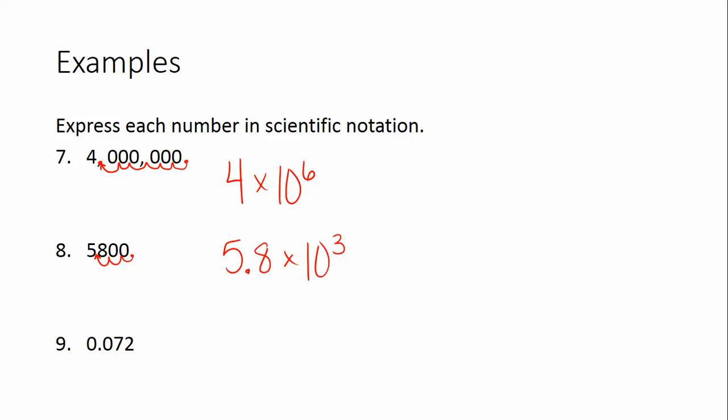Number 9, we're going to move the decimal to the right, and we want to stop it here at 7.2. So we're going to move it 2 times to the right. So the number becomes 7.2 times 10, but now we say the negative second because it was a small number, less than 1.